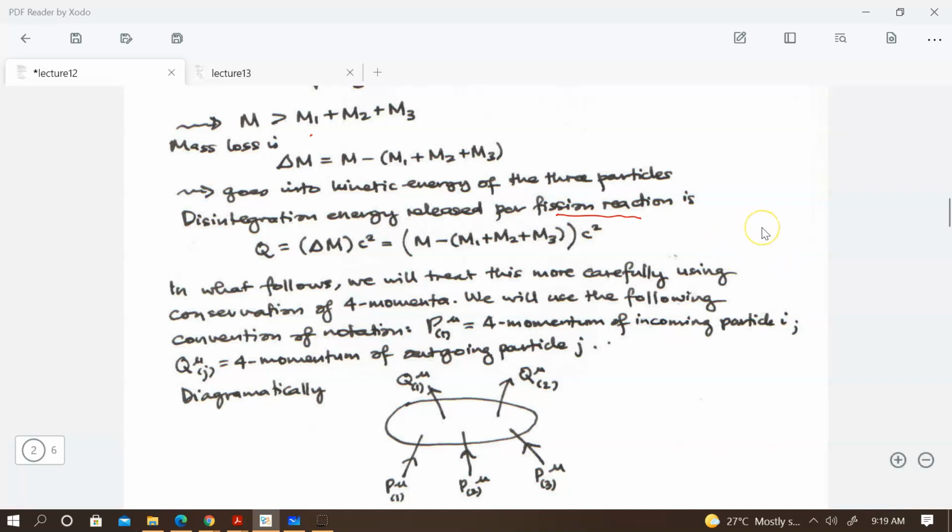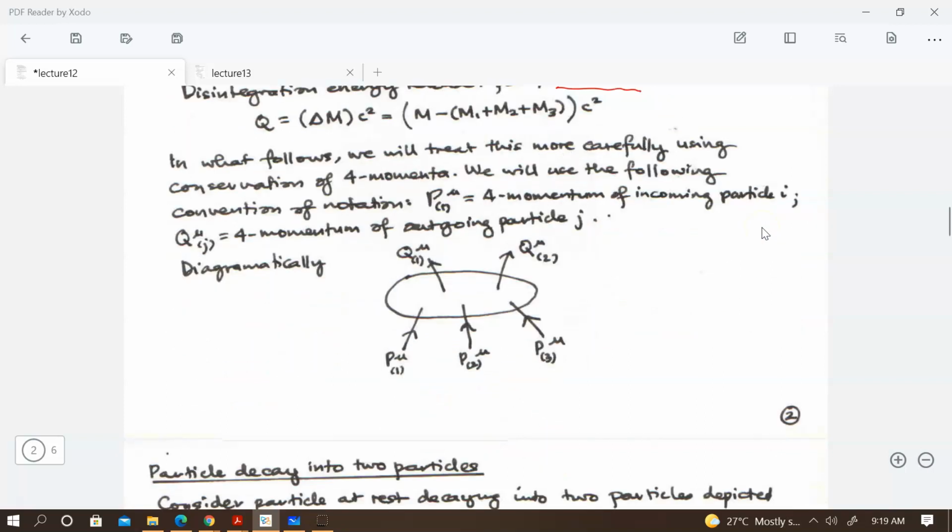All right. So how are we going to do this? Let's try to fix a particular convention of notation. We'll consider those of before the collision. We'll consider those 4 momenta to be given by capital P. So here is P_i^mu, which is the 4 momenta of the incoming particle i, for example.